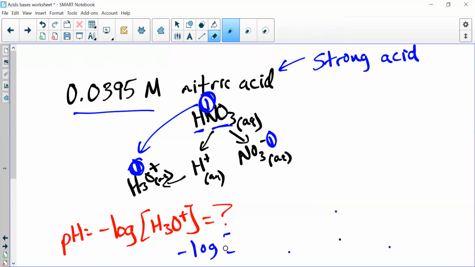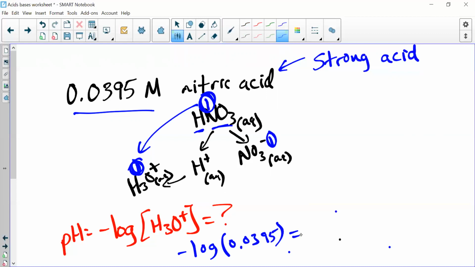So in this case, it's going to be negative log of my, in fact, I'm going to take the bracket out because I'm using the number now. It's negative log of 0.0395. Plug that into your calculator or plug it into Google. Negative log 0.0395. My pH is, and because I have 3 sig figs here, I want to report this with 3 sig figs, 1.40, which is very, very concentrated.